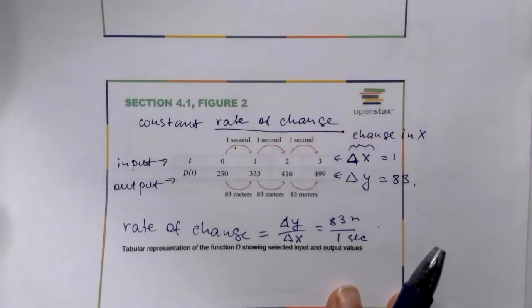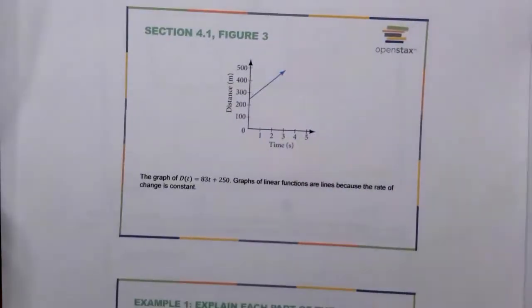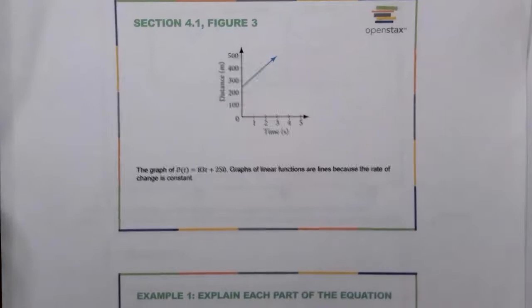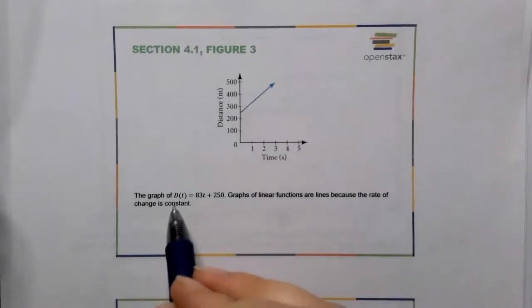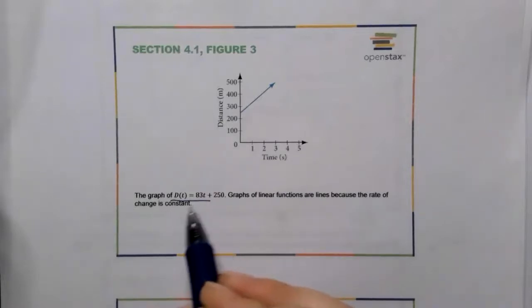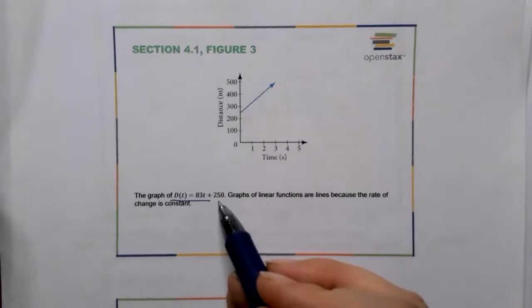Now, this is your tabular form to represent a linear function. Now, what about the graphical form? So here we have a graphical form, and we see an equation here that represents this particular function. D of t equals 83 times t plus 250.